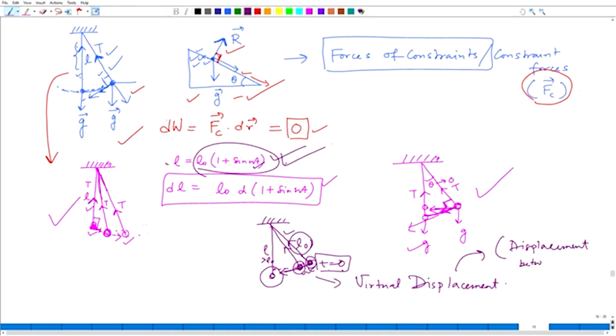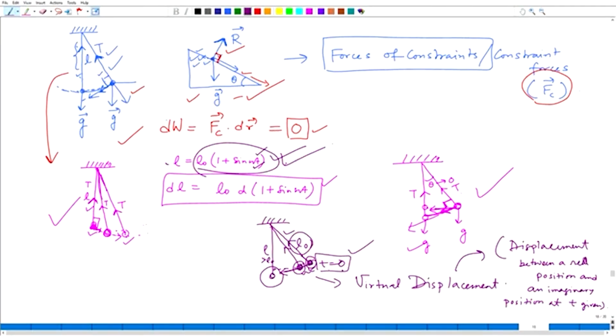So virtual displacement means the displacement between a real position and an imaginary position at a given t. Here we have just chosen t equal to 0. I can do the same type of trick for any other arbitrary t.